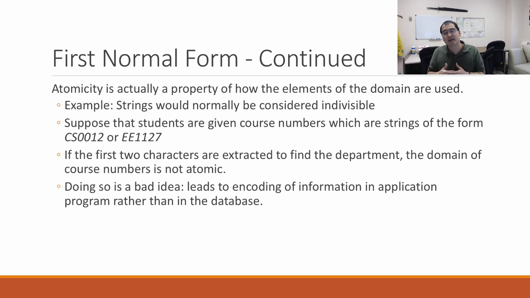So the application program has to be smart enough to know the first 2 characters is the department. And the database can't ensure that, for instance, the first 2 characters are a meaningful department, or that somebody didn't accidentally write CSE480 and screw up all the application programs later. All right, so that's first normal form, making sure all of your things are atomic.